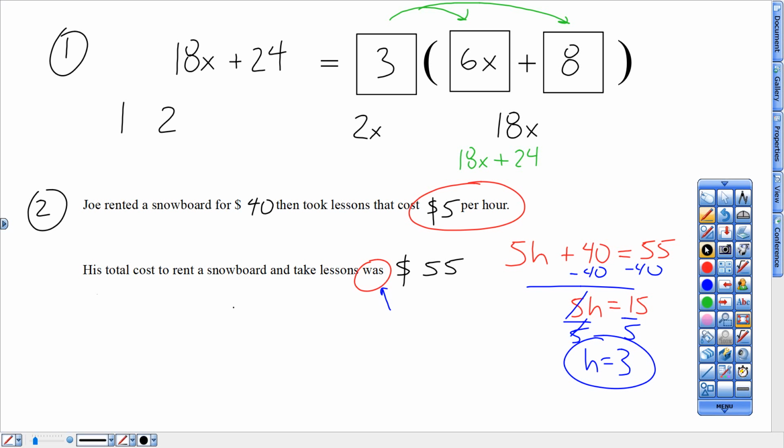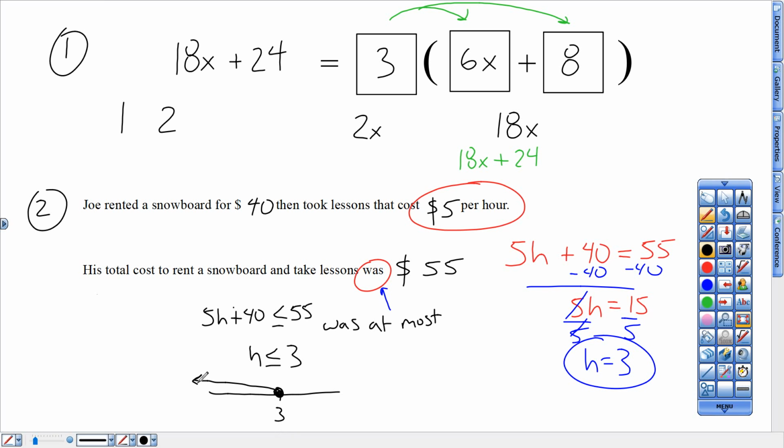If you start changing this though and put "was at most," that changes this into an inequality. You would have to solve 5H plus that same 40, but at most is less than or equal to 55. I know it's more than it sounds like, but at most is less than or equal to. So when you solve this, you'll get the number of hours you can rent to spend at most 55 is 3 hours or less. Put that 3 on the number line, solid circle to the left. If you rent 3 hours or less, 2 hours, 1 hour, 0 hours, you spent at most 55. You start renting 4 hours, you spent more than 55.